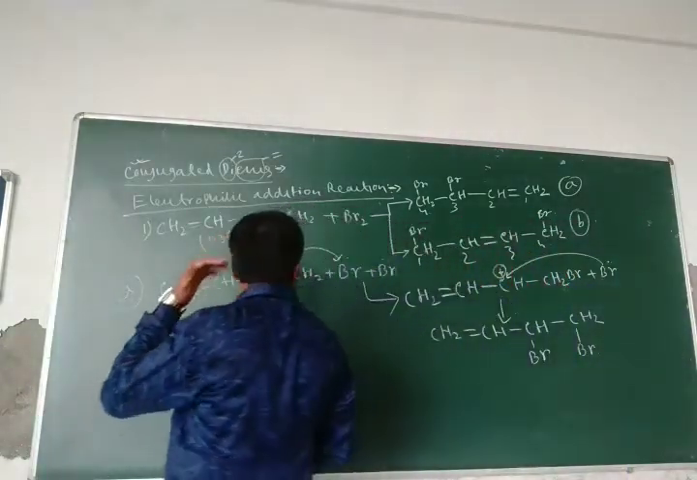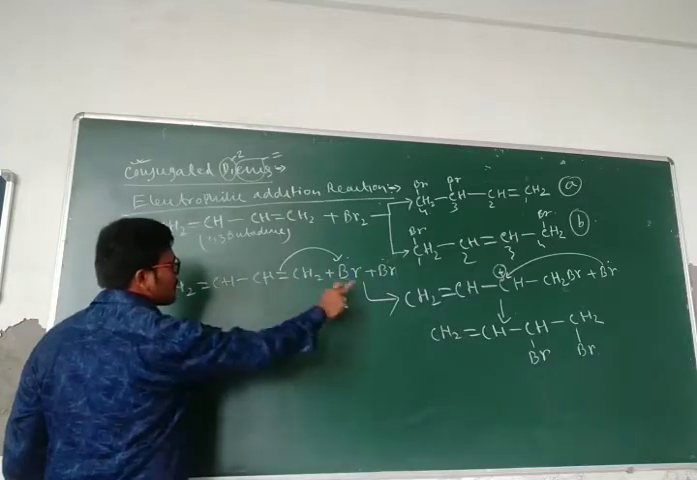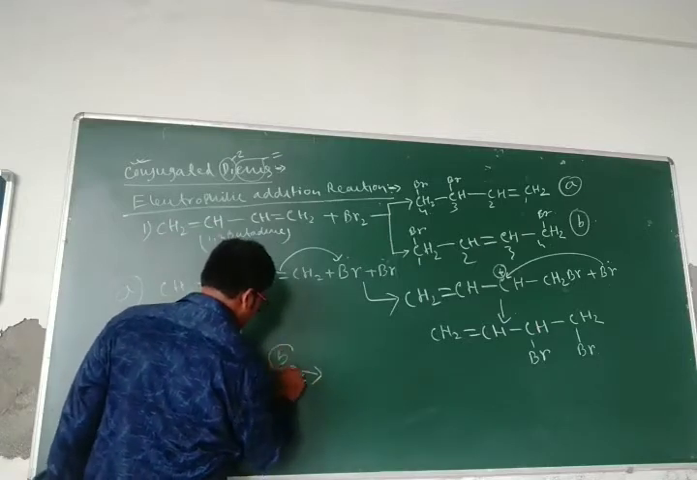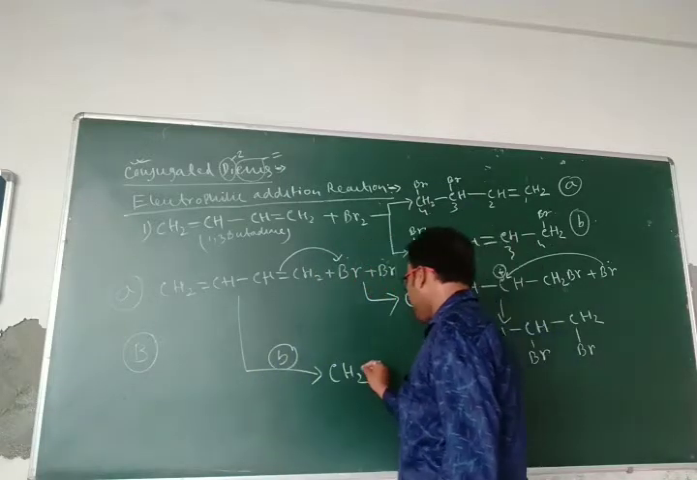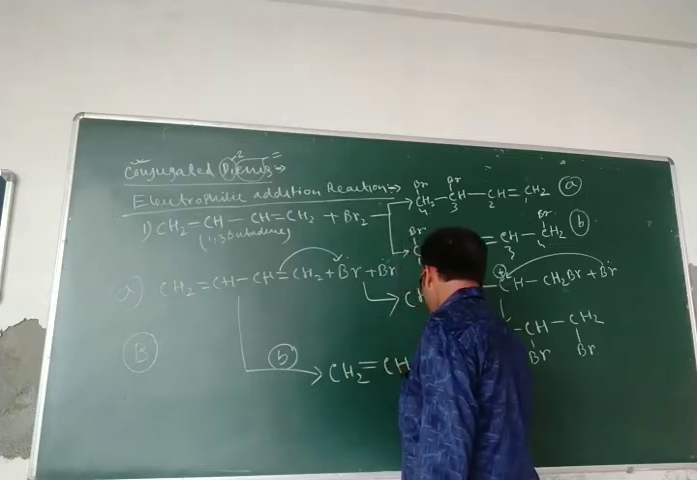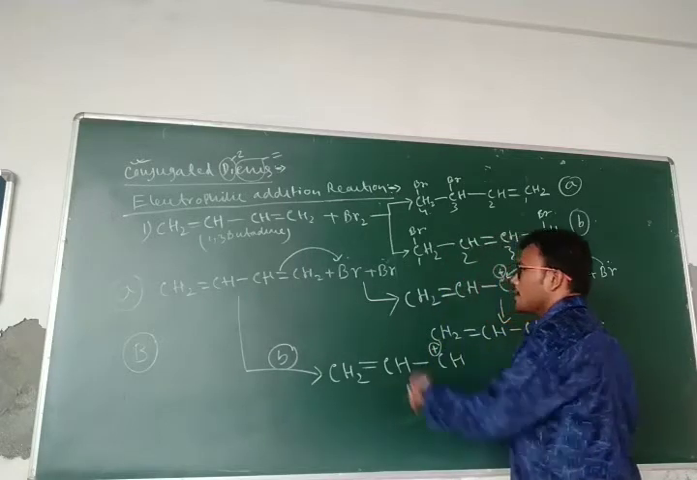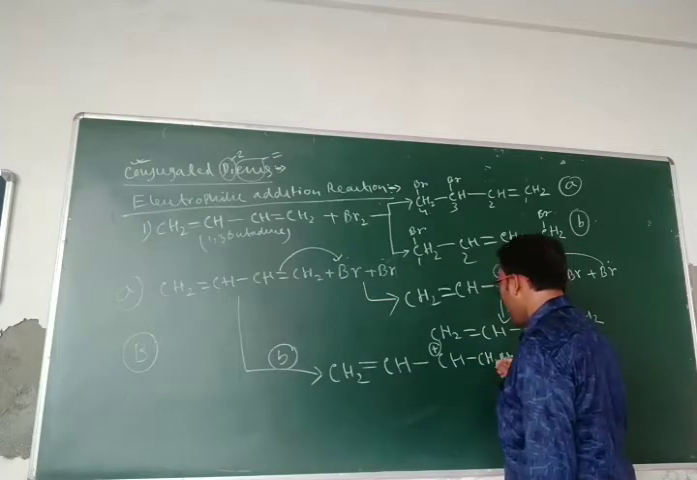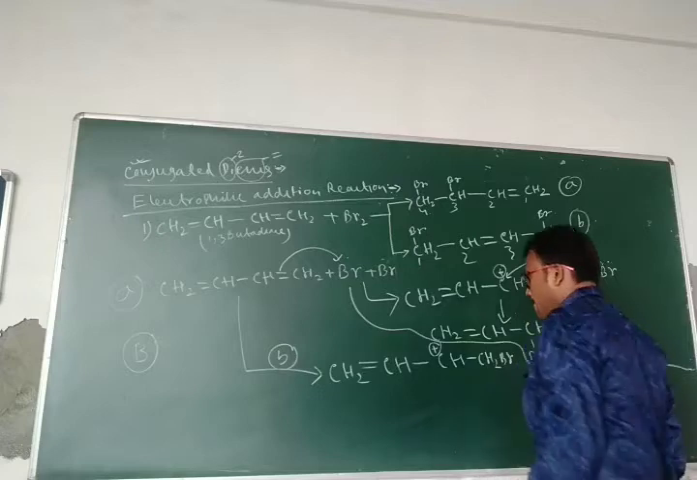In the case of B, this is similar. Then what will happen? For B, when a carbocation is formed after reacting with bromine, this is called a carbocation. What will happen?